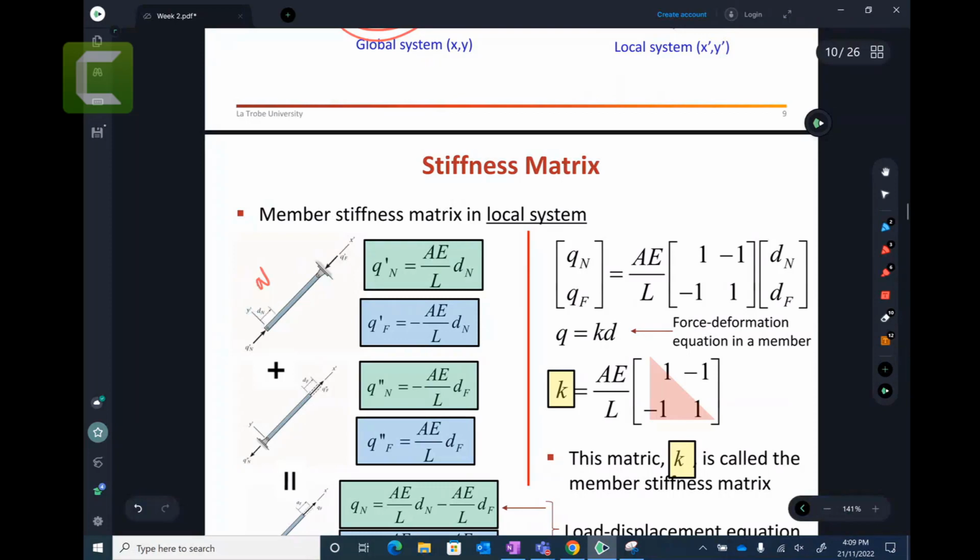You with me? And how much you are pushing with your hand, let's say qn dash. That is the force that I'm representing, and that is a local system, by the way. This x dash and y dash is the local system that is put here. And you are deforming by a distance dn, right? You are applying the force here and holding it with your hand here.